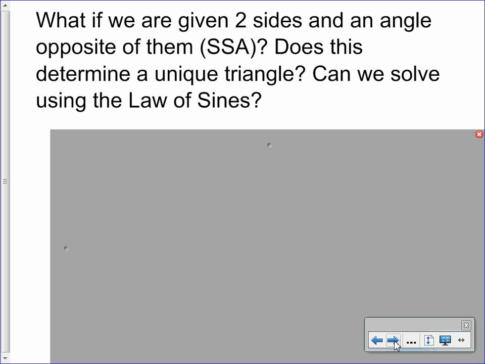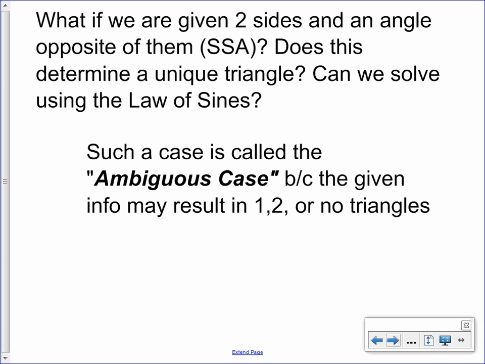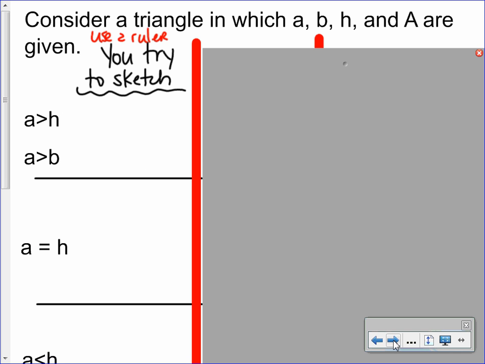So, if you're given two sides and an angle, the angle opposite them, which gives you the side-side-angle, does this determine a unique triangle? Can we use it to use the law of sines? Well, it depends. This case is called an ambiguous case because we just don't know. We have to find out. There could be one, two, or even no triangles could exist. So that's why it's ambiguous. To find out, it's really simple. If you remember dropping that h, we can figure out how to find those triangles.